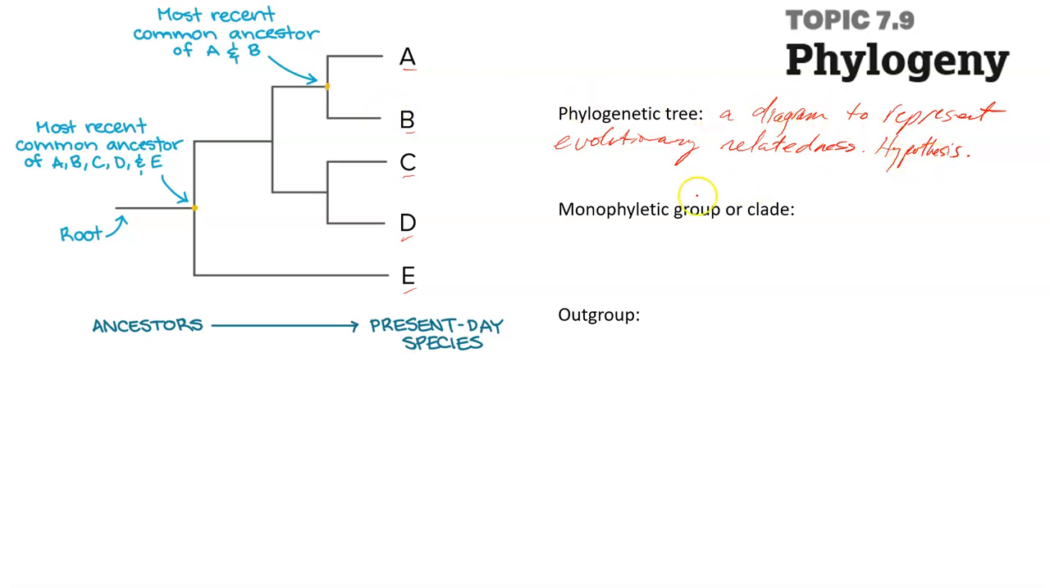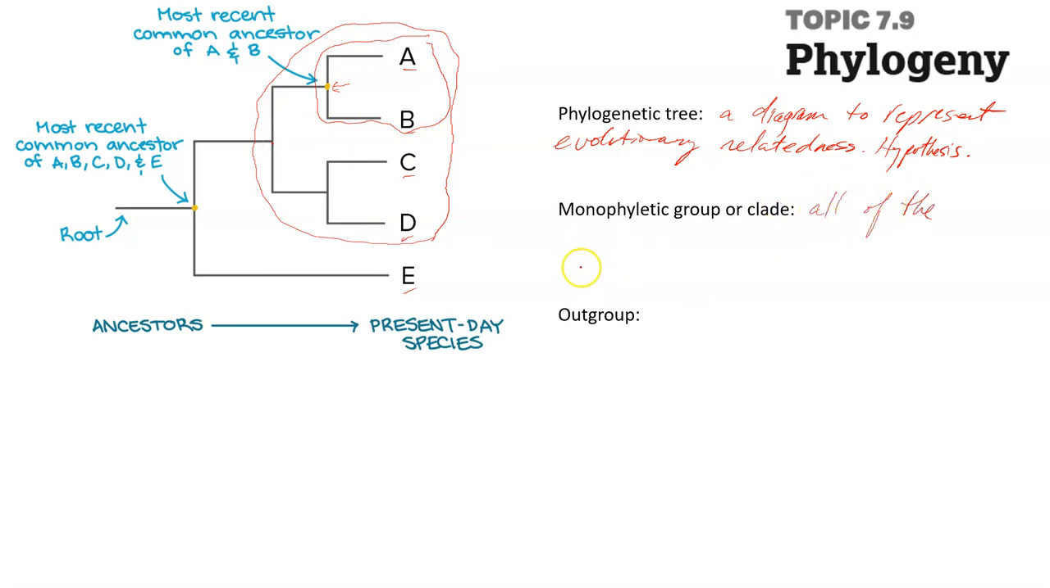This is a hypothesis. A monophyletic group or a clade is simply all of the descendants of a common ancestor. So what do I mean by that? Well, if we look on here, we can say that this right here, A and B, these are a clade. They are all the descendants of this node right here, this point, which is a common ancestor. You could also say that A, B, C, and D are also a clade because they all have a common ancestor right here. So that is a clade or monophyletic group.